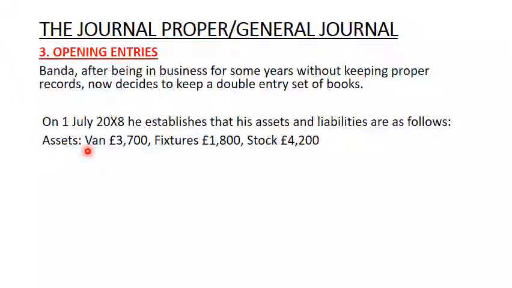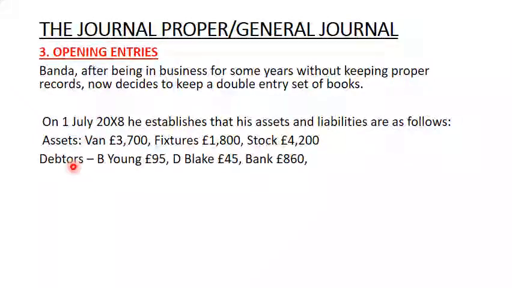So assets, he has a van which is 3,700, fixtures 1,800, stock 4,200. Okay, then debtors, these are the assets. People who owe you money are assets, it's your money. Okay, so debtors, you have B Young 95, D Block 45, and bank 860. Okay, so these are our debtors. Then we also have cash, which is 65.